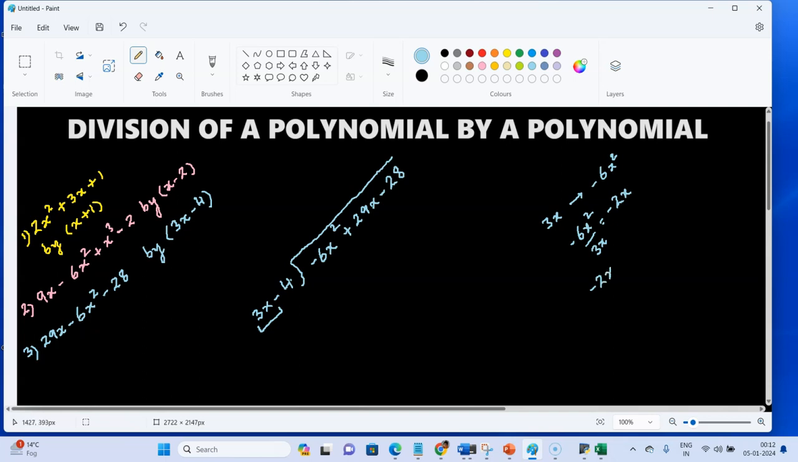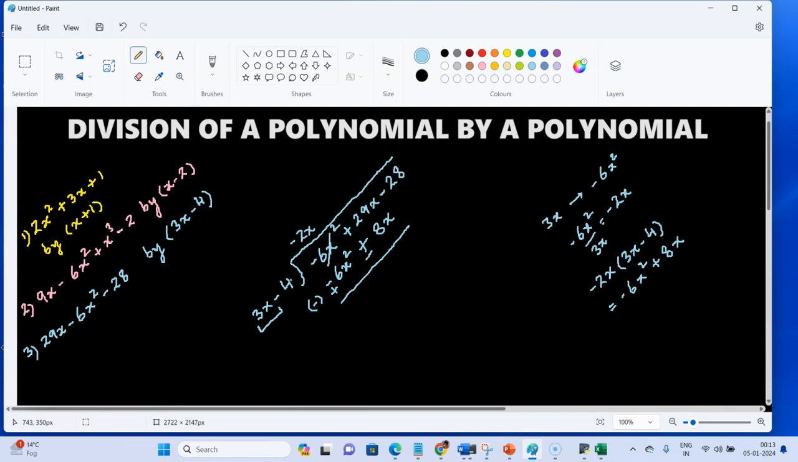So now let's check it out. Minus 2x into 3x minus 4 will be equal to minus 6x square plus 8x, right? Now we multiply this by minus 2x, minus 6x square plus 8x, and then we can put a sign of subtraction over here. This will become plus and this will become minus.